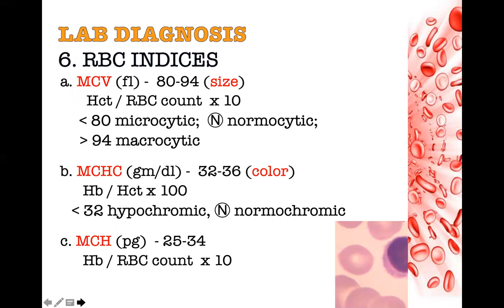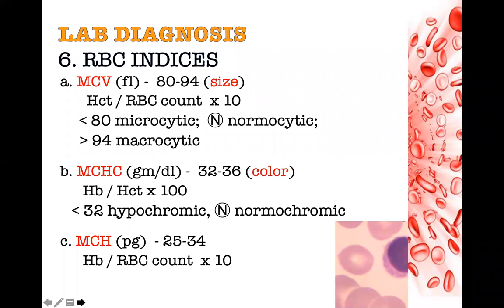MCV, by the way, is a volume, so it is expressed in femtoliters. MCHC is expressed in grams per deciliter, which is a reflection of the color of the red cells. The formula is hemoglobin divided by hematocrit times 100. Any number lower than 32 is considered hypochromic. Any number between 32 to 36 is normochromic, and anything above 36 we can say is hyperchromic. We see this usually in patients with increased reticulocyte count, or those with a recovering bone marrow, probably from a blood loss or from anemia as a result of treatment.